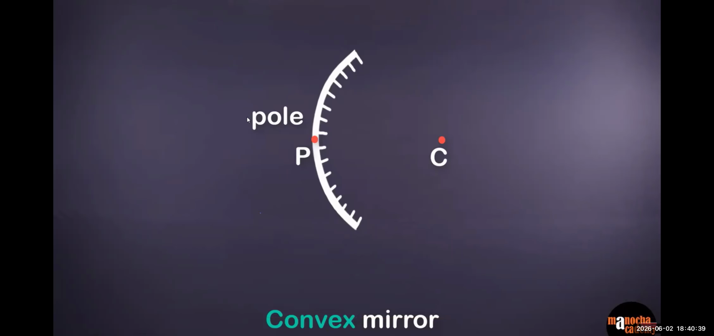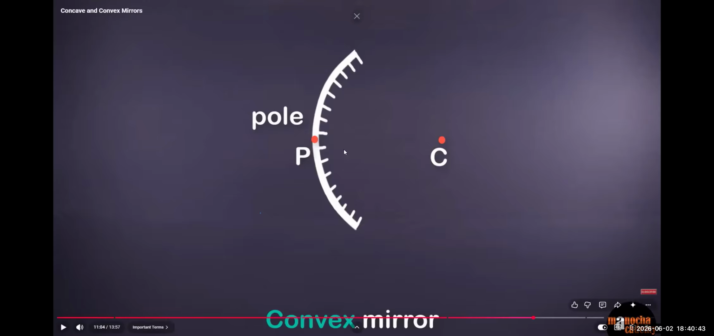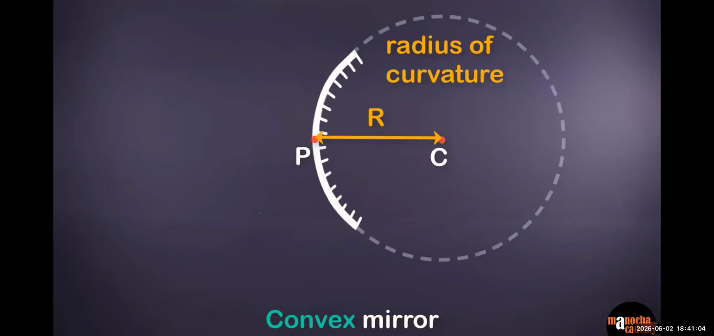But what happened in the convex one? All are behind the mirror. Behind the mirror. Everything is behind the mirror. In Sinhala we call this the convex one, and for the concave one everything is exactly in front of the mirror. P here. Radius of curvature R is the radius of this sphere.